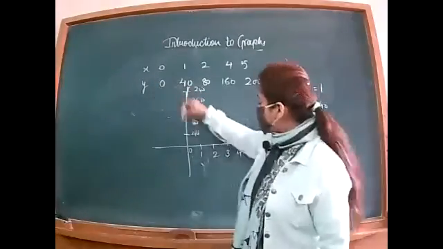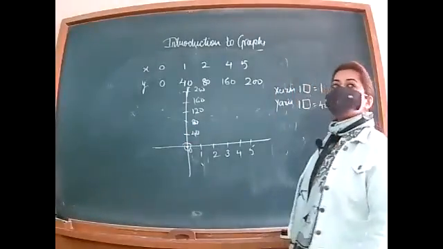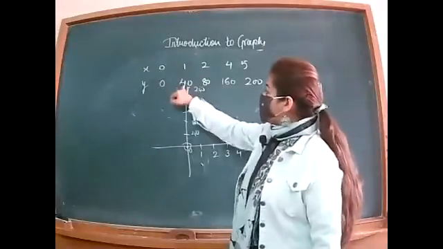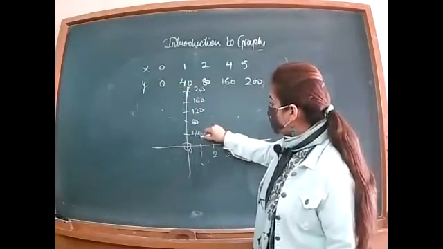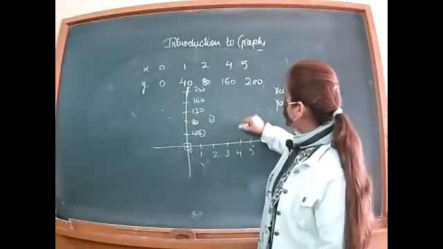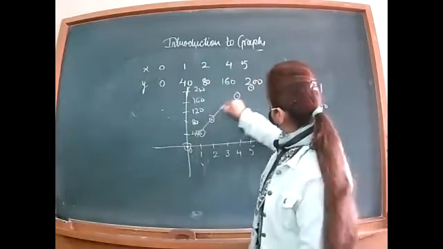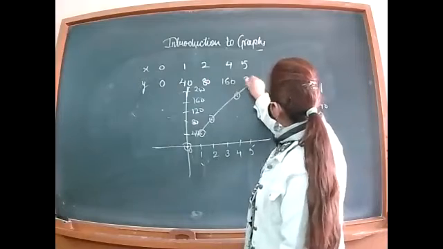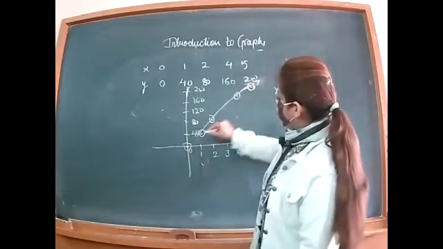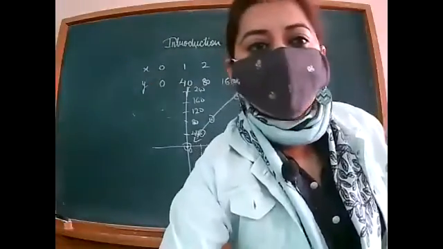So it is (0, 0). (0, 0) is your origin, as you already know, the point of origin. Next is (1, 40): x 1, y 40; x 2, y 80; x 4, y 160; x 5, y 200. So this is your graph. Put arrows on both sides. In this manner, you will complete the graph.